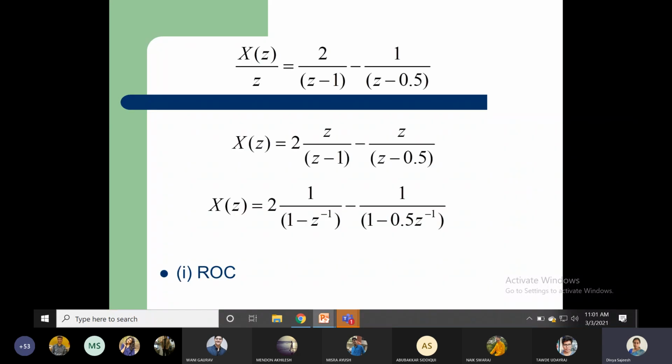Now can you look at the equation of X of Z and tell what are the poles of the equation? How do you obtain the poles?